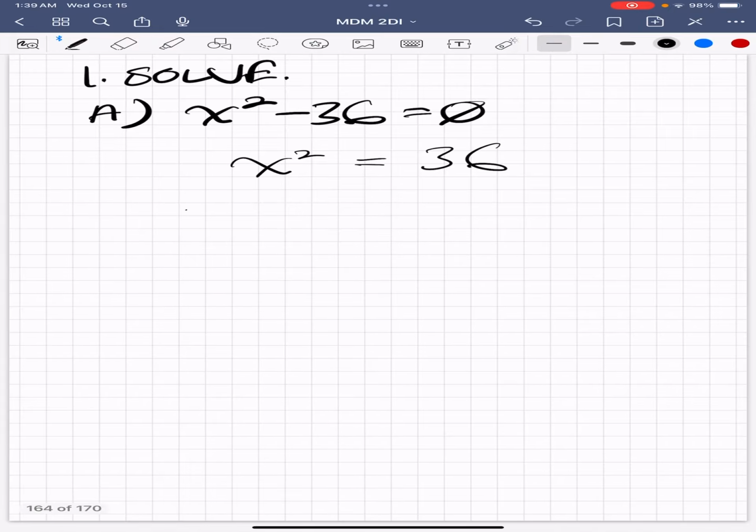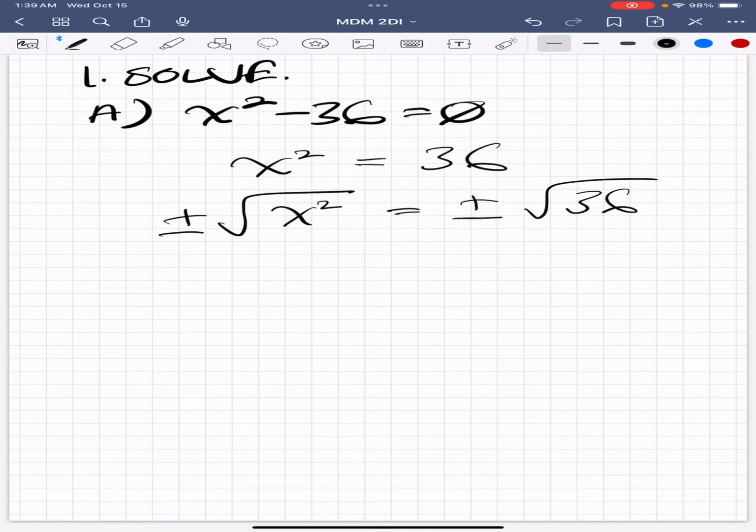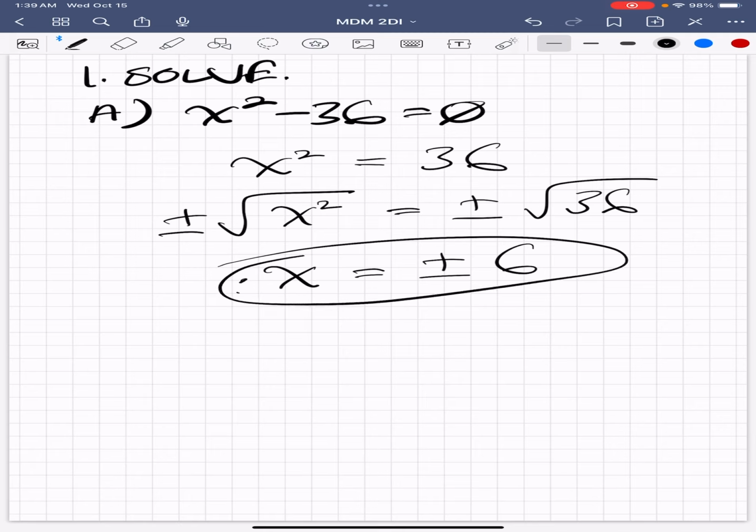Then we take the square root of both sides, and it becomes x equals positive or negative 6. And that's our answer. So we took the square roots of both sides, and our final answer is x equals positive or negative 6.